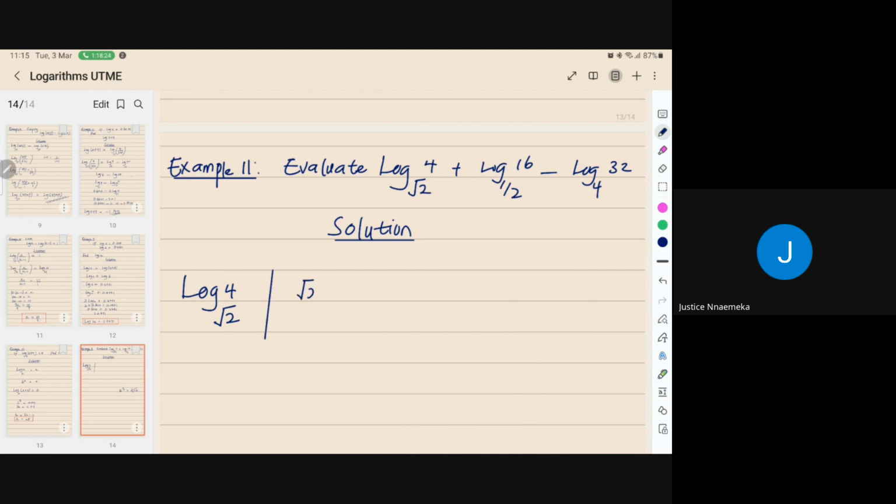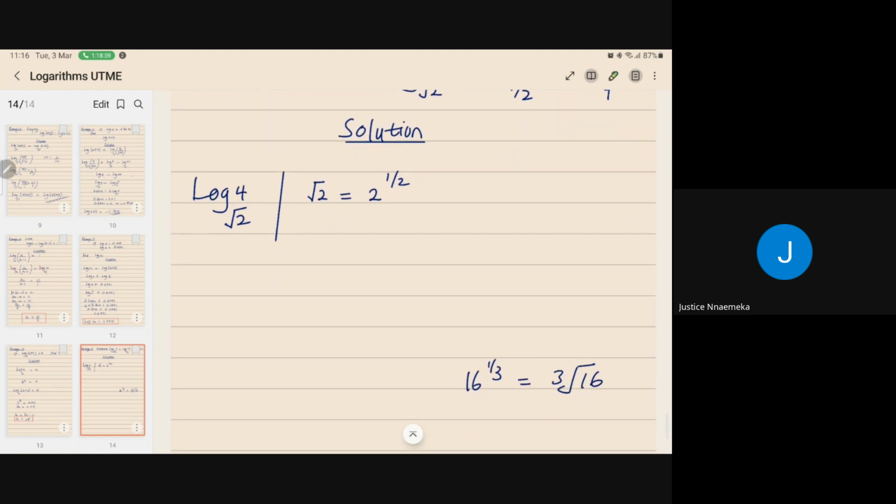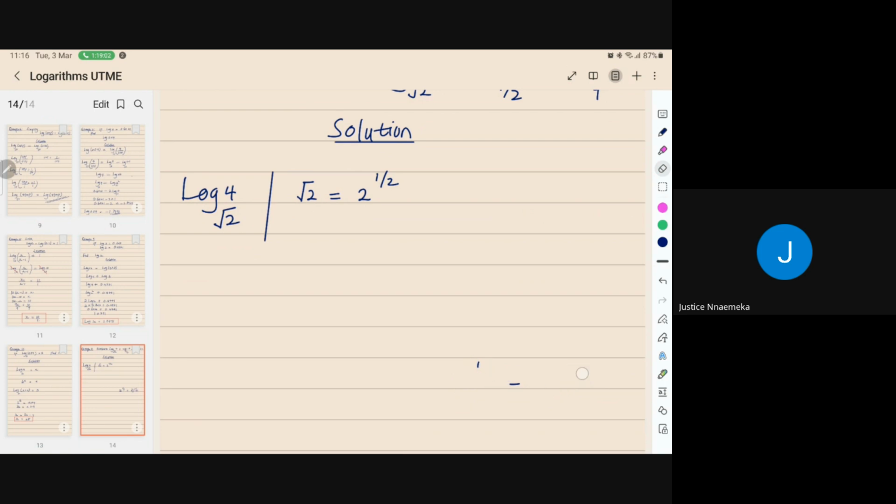I said that root 2 is the same thing as 2 to the power of 1 over 2. Let's break it down. Now, 4 is the same thing as 2 raised to the power 2. Are we together now? Good. Let's simplify this further. Or let me even leave this one as 4 for you. Let me not break it down. So do you know what that first term is trying to say?